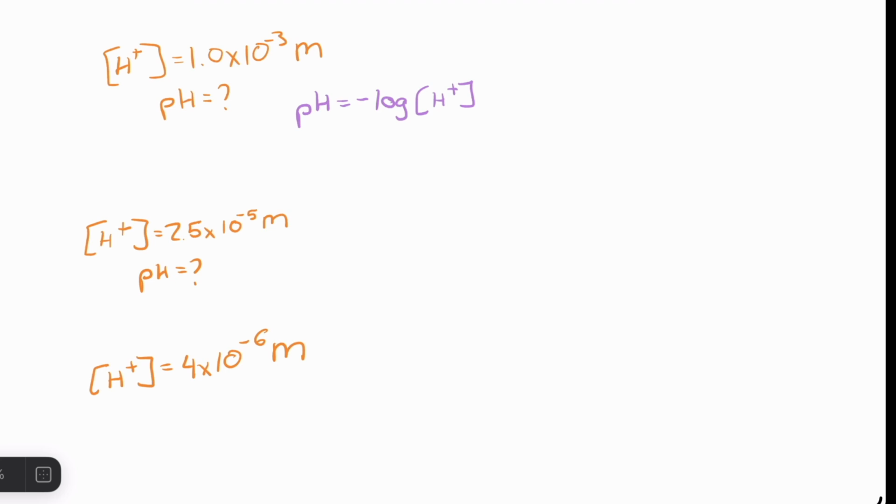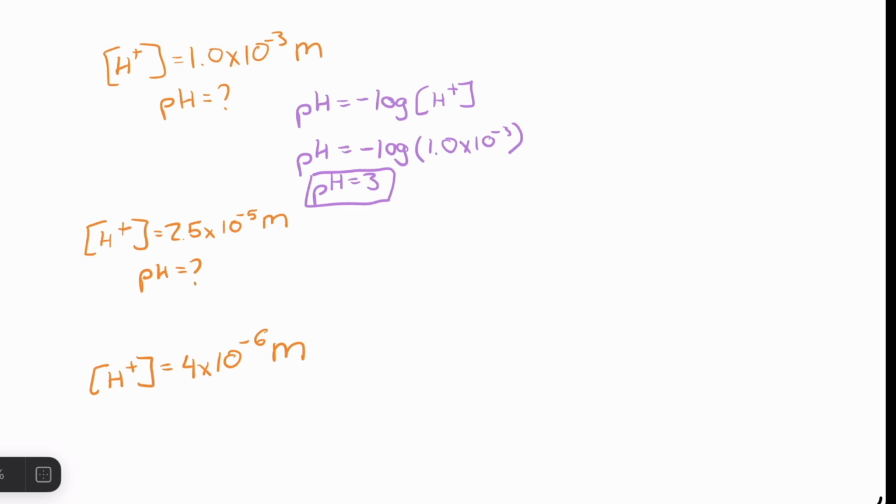So to solve this first problem, to get our pH, we would have to do the negative log of 1.0 times 10 to the negative 3. This gives us a pH value of 3. Let's apply it to a second problem.